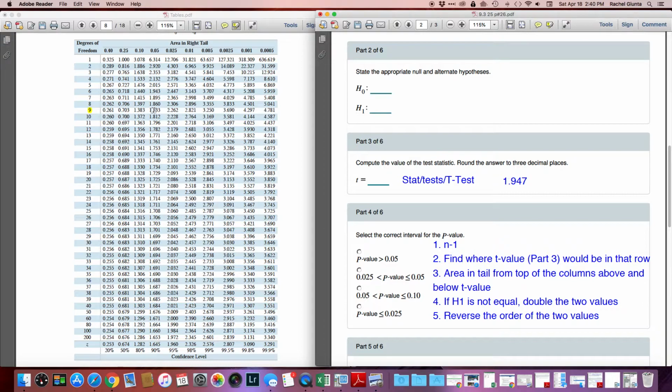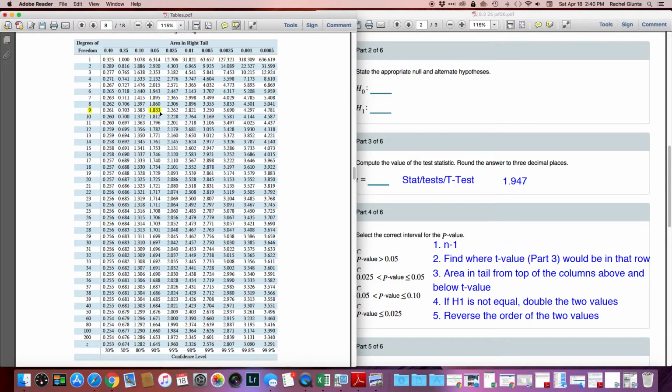So 1.9 is bigger than 1.8 but smaller than 2.2. So then we follow these rows up. You did have some problems in a homework that were similar to this, but it wasn't exactly like this. They just gave you the t and then you had to go through all these steps and it looked different. Okay, so we found where the t-value would fall in between these two numbers. And then area in right tail are the numbers up here, the 0.05 and the 0.025.